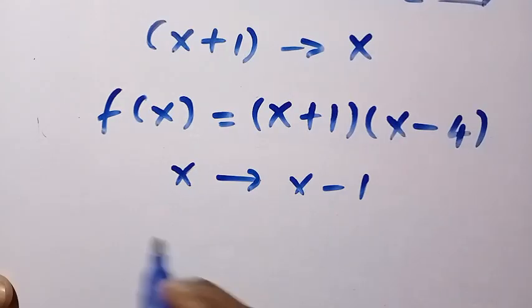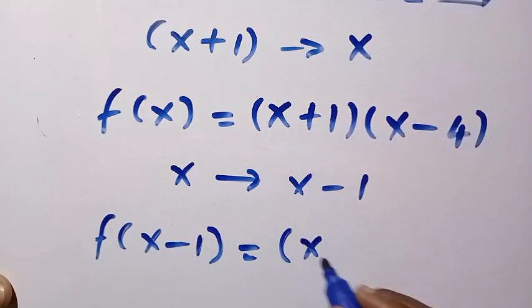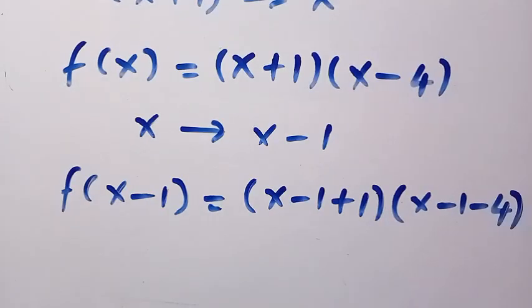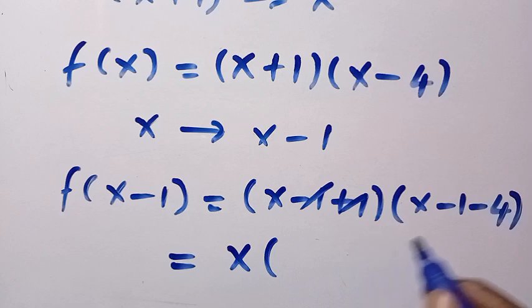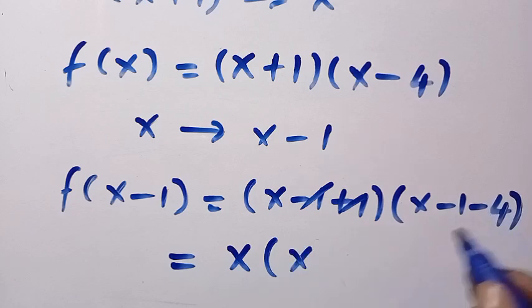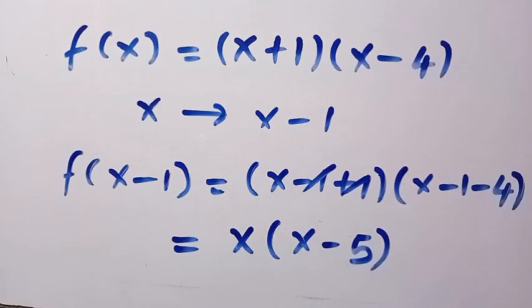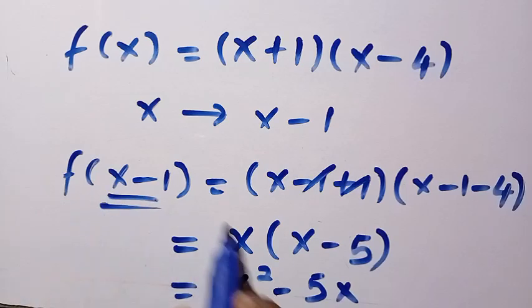Changing this, we have f of x minus 1 equals x minus 1 plus 1, multiplied by x minus 1 minus 4. This equals, the minus 1 plus 1 cancels and we have only x in the bracket, and x minus 1 minus 4 gives us x minus 5. This is indeed the first solution we got. When we expand, we have x times x, that is x squared, minus x times 5, that is 5x. And this is the result of f of x minus 1.